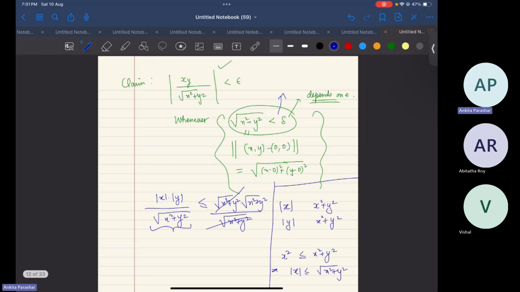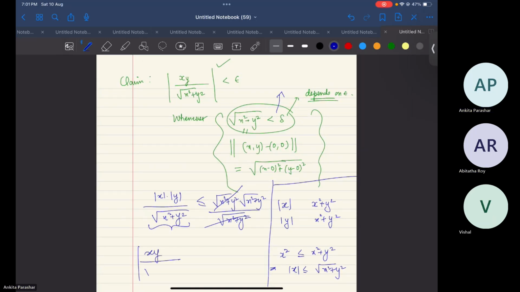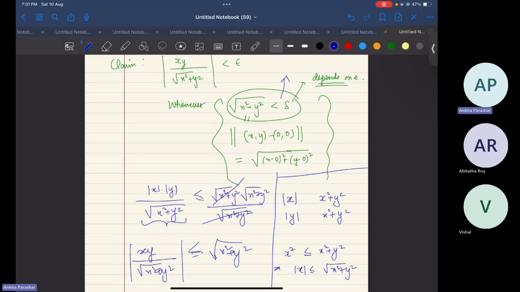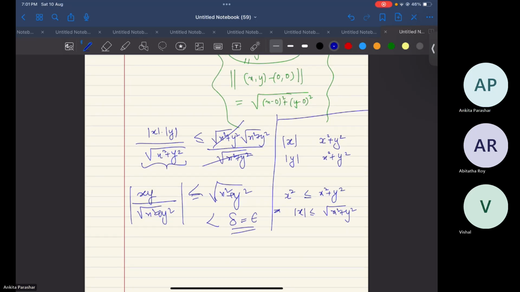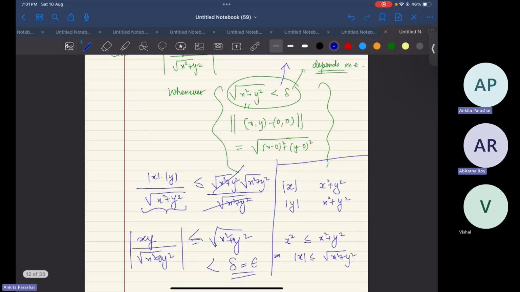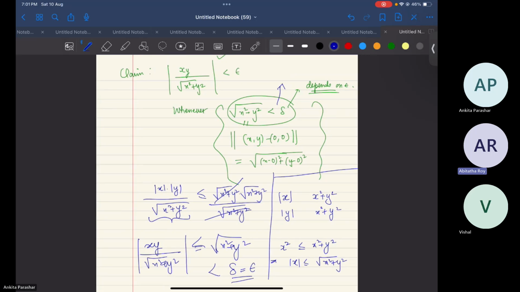Are we done now? Yes, we are done. But how would you choose your epsilon? Same as delta. I can do that, right? We have to choose ourselves the relation between epsilon and delta depending on the condition, right? Given epsilon, there exists a delta such that whenever that condition of delta holds, your function value is less than epsilon.